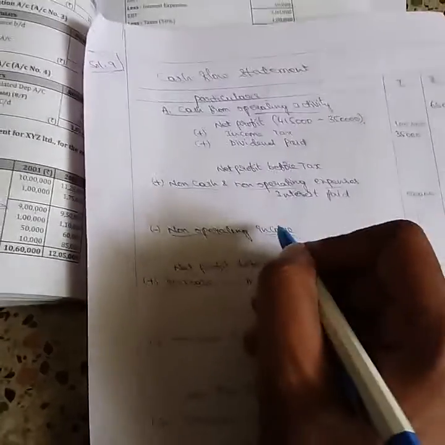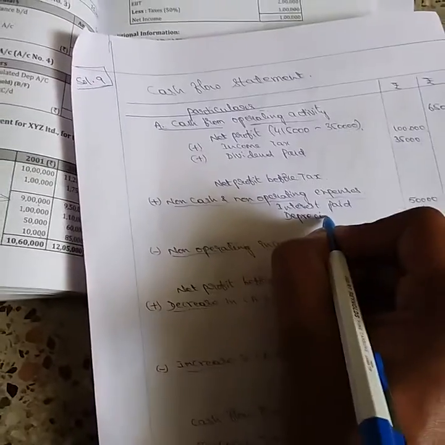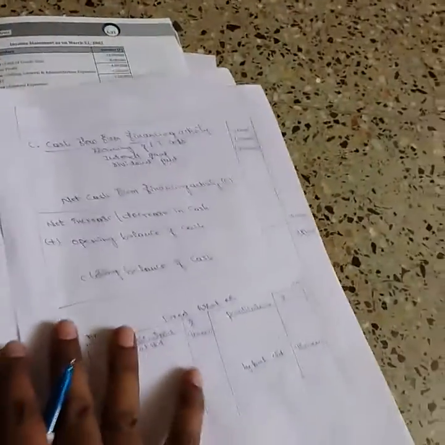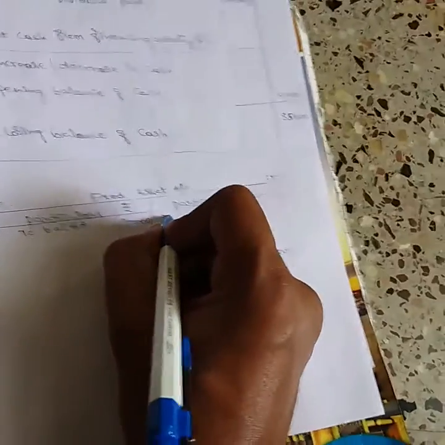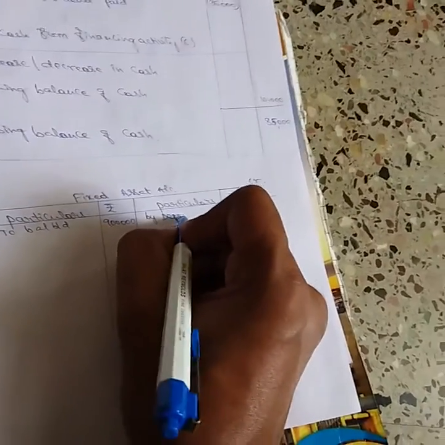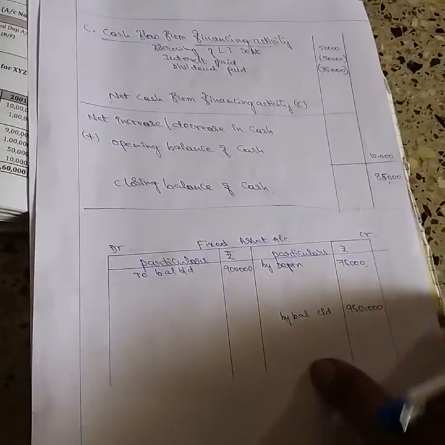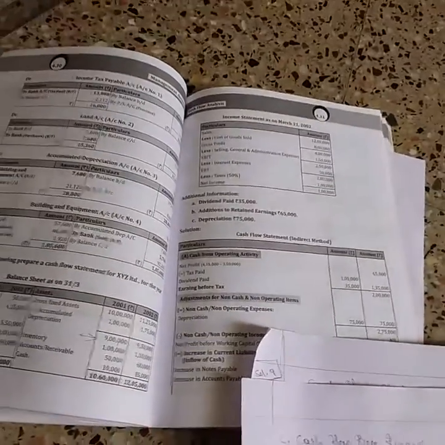Non-cash, non-operating expense: in operating activity it should be added. Depreciation. So the amount of depreciation is 75,000. Number 2, we have prepared the fixed asset account. Depreciation debit, asset account credited by depreciation 75,000. Depreciation is 75,000. All the additional information is finished.